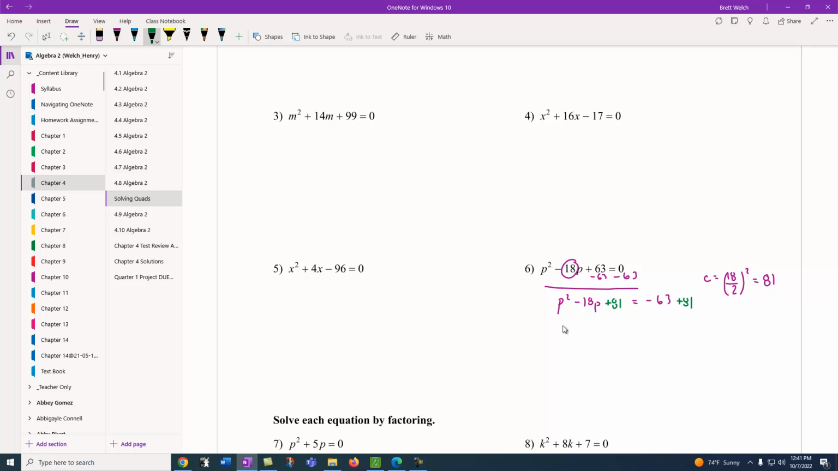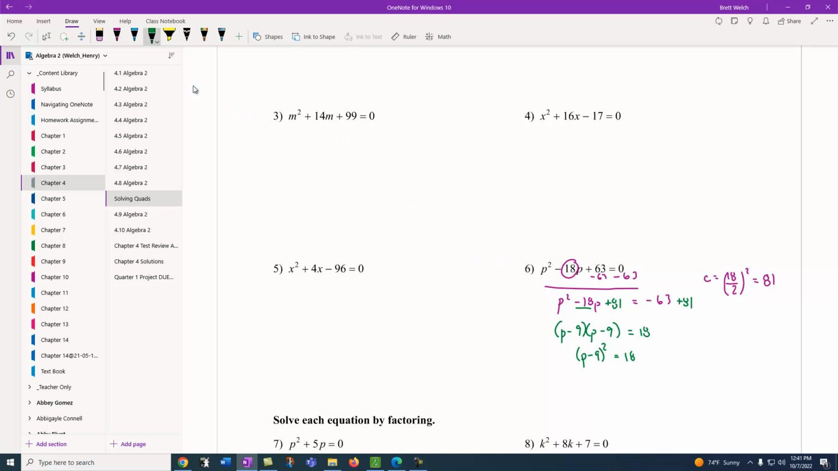On the left-hand side, this should now be a very simple factoring problem. p minus 9 and p minus 9. I know it's minus 9 because the square root of 81 is 9, so it would be 9 and 9. The signs match, and to get a negative 18, I need negative 9 and negative 9. This equals negative 63 plus 81. I can grab my calculator. Plus 81, it's going to equal 18. Okay? And now I need to write this as p minus 9 squared equals 18.